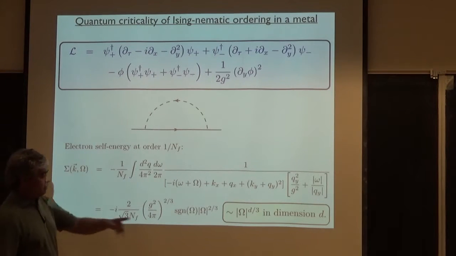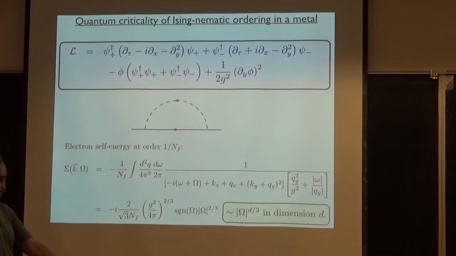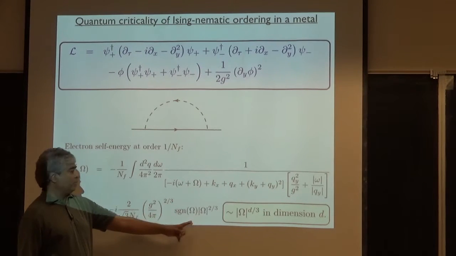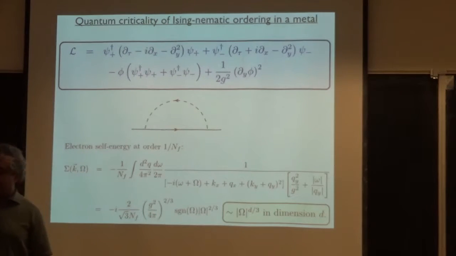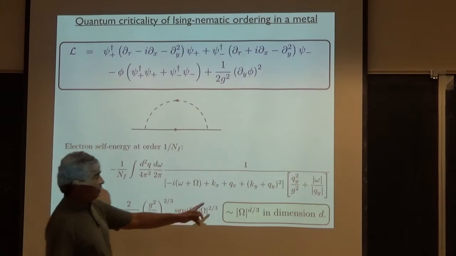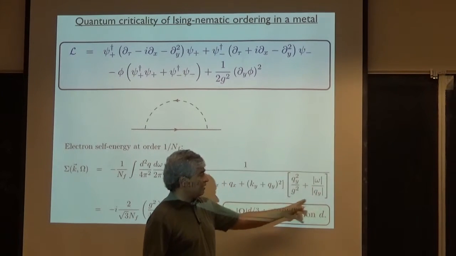This is very exciting if you're interested in non-Fermi liquids, because this is much, much stronger than what you would get for a Fermi liquid, where you get omega squared. Here it's omega to 2/3. Here I've also assumed, by dropping the phi squared term, that I'm exactly at the critical point.